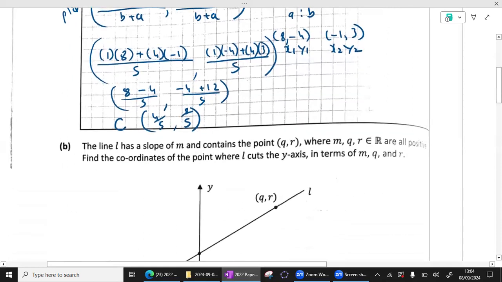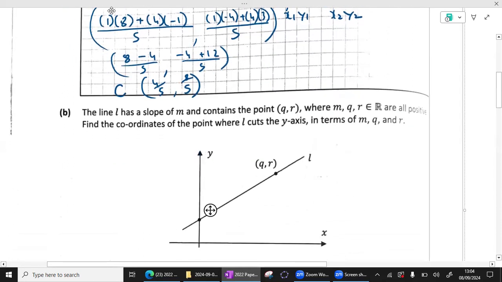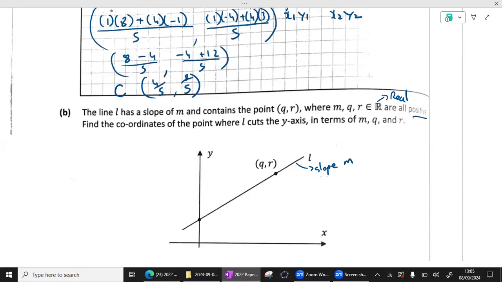Okay, part B, the line L has a slope of M. Okay, so we don't really know what the slope is, but it says a slope of M, and it contains the point Q, R. Okay, so we've no numbers here so far anyway, where M, Q, and R are elements of R, so they're all real numbers. So in other words, they can be anything, positive, negative, whole, fractional, anything. Oh, sorry, we're told they are positive. Sorry, where M, Q, and R elements of R are all positive. Okay, find the coordinates of the point where L cuts the y-axis.